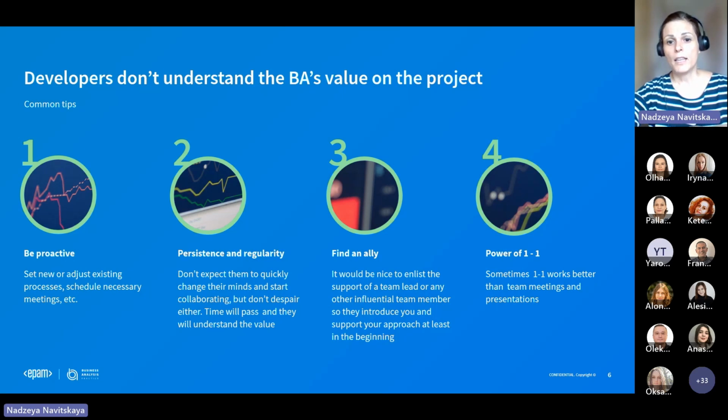The next tip is find an ally. Sometimes it is better to melt developers' hearts. For example, if some of the team members, especially if it's a team leader, understands your value, you can start with that person, persuading them that you're doing your job well, showing that there is value from you on the project. So this person will start to promote you within the team.